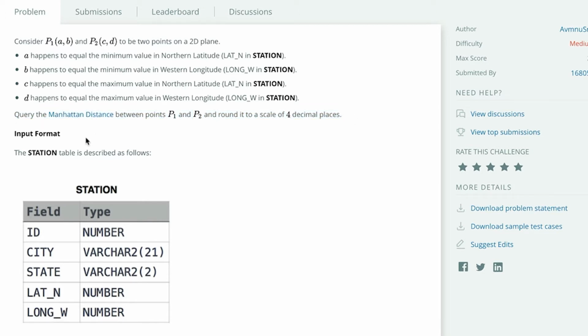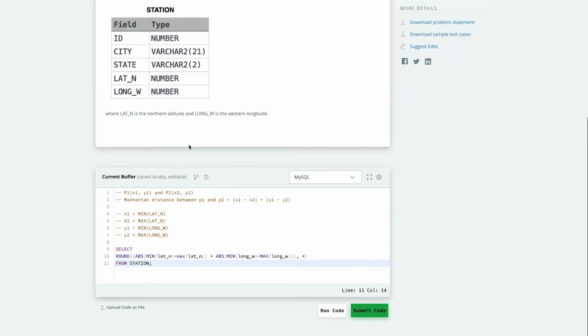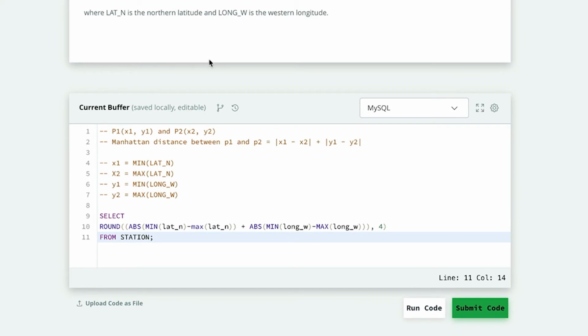So in this question, we have to calculate the Manhattan distance using SQL. First, let me tell you how the Manhattan distance is calculated. The Manhattan distance between 2 points is calculated as the sum of the absolute differences between the two vectors. In a plane with P1 at x1, y1 and P2 at x2, y2, it is modulus of x1 minus x2 plus modulus of y1 minus y2.